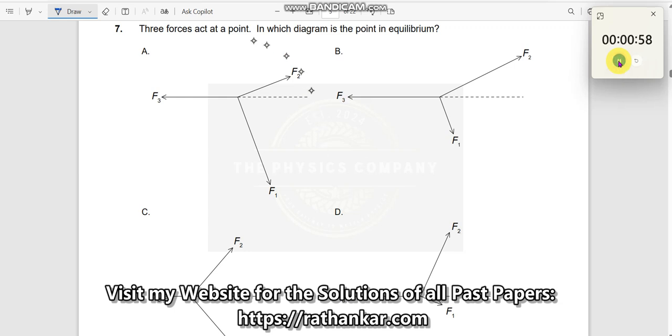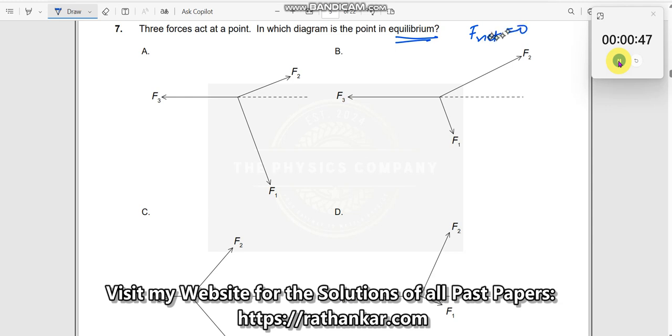Question number 7. Three forces act at a point. 1, 2, 3. All the forces are acting at the point. In which diagram is the point in equilibrium? What do you mean by equilibrium? That means F net is equal to 0. Net force equal to 0.